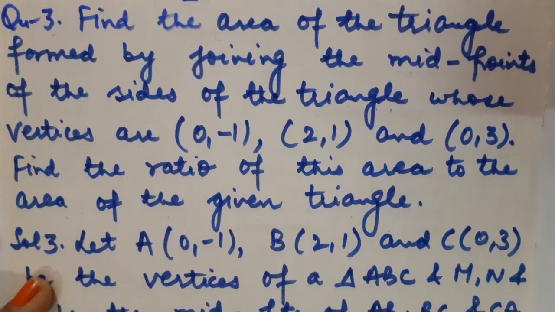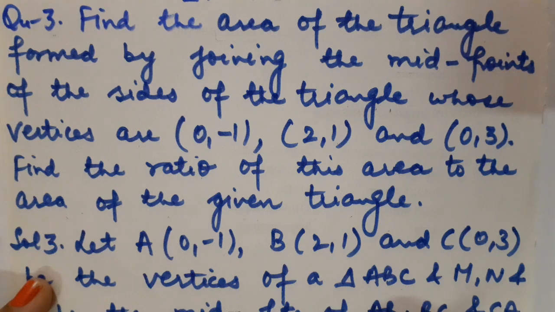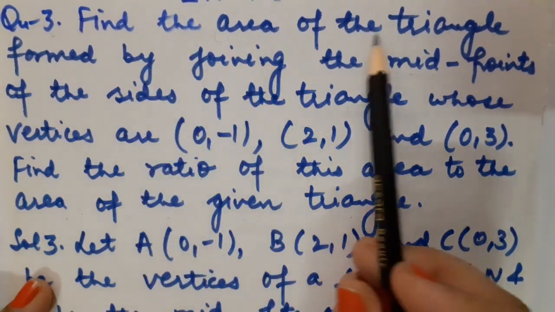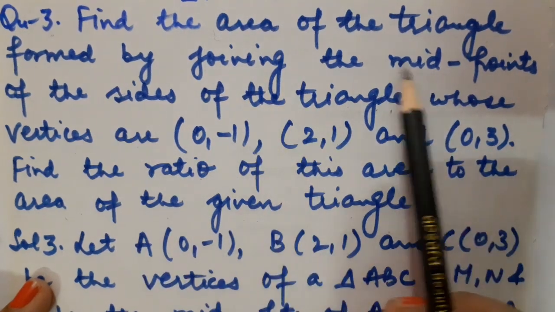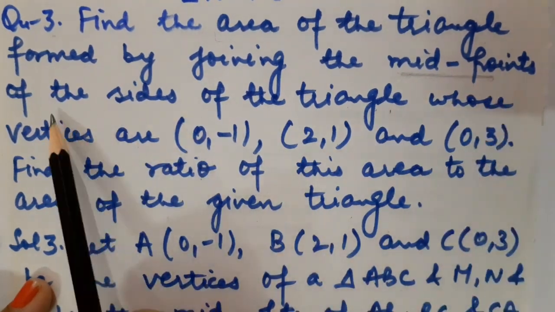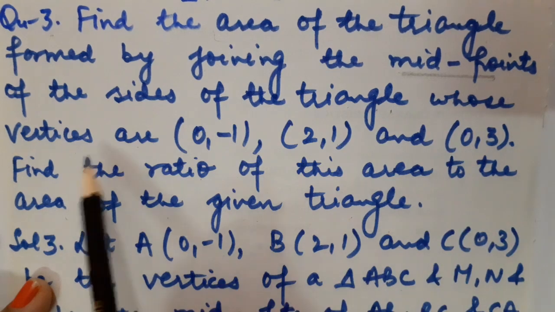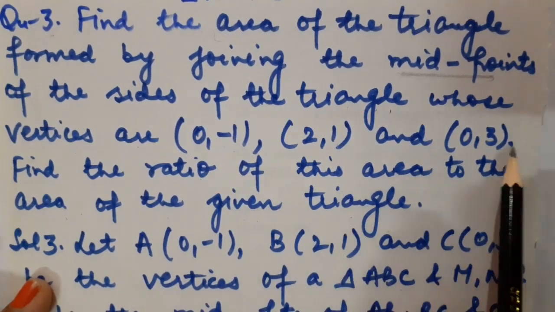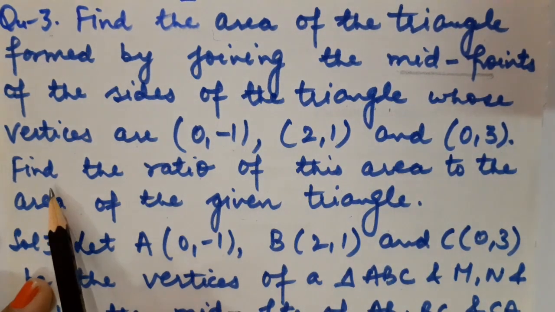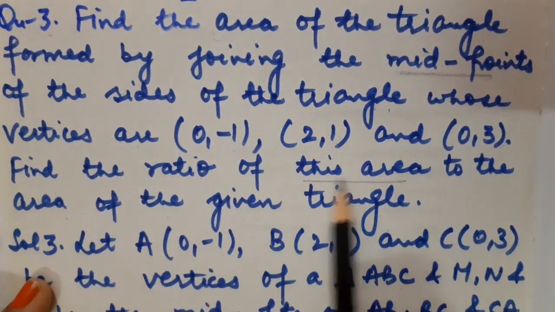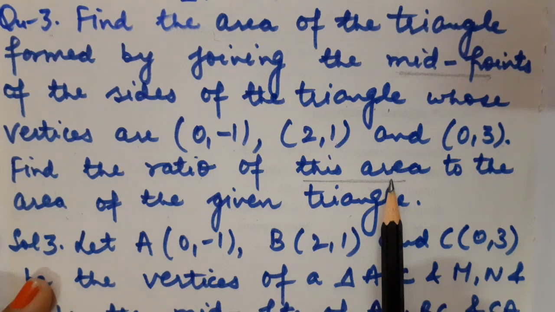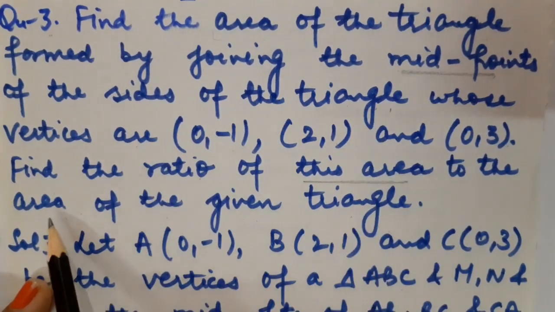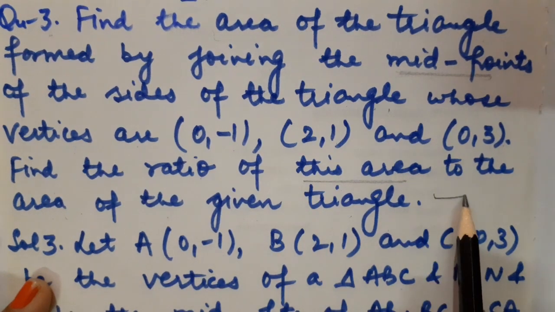Understood? Now children, I will be taking some more problems based on the area of a triangle. This is: find the area of the triangle formed by joining the midpoints of the sides of a triangle whose vertices are (0, minus 1), (2, 1) and (0, 3). And find the ratio of this area, which we get by joining the midpoints of the sides of a triangle, to the area of the given triangle.